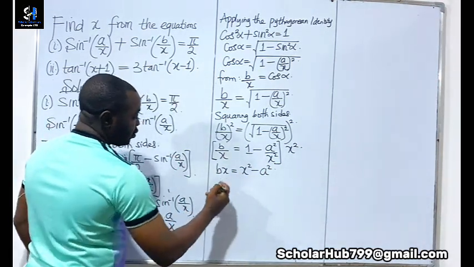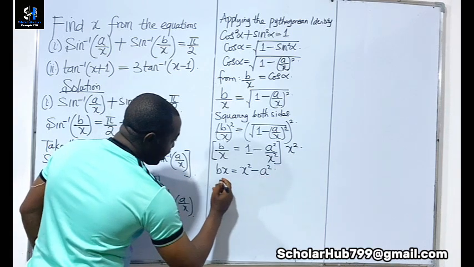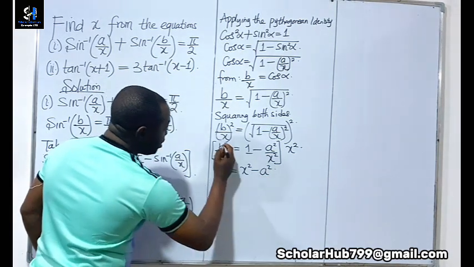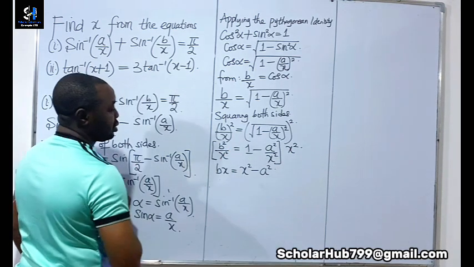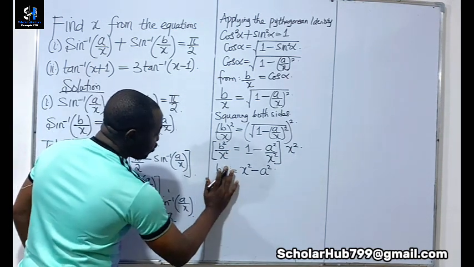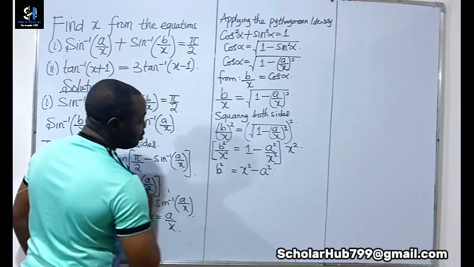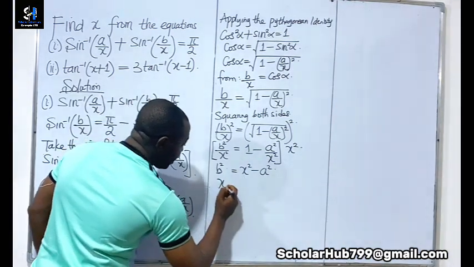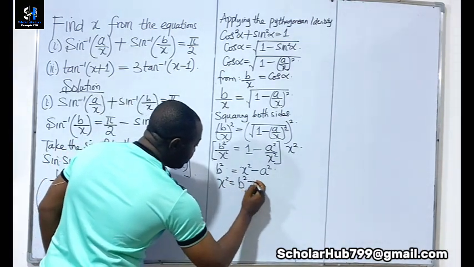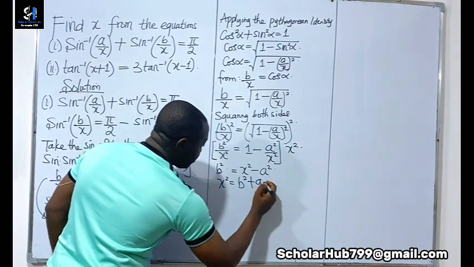So this will be b squared, beg your pardon, b squared equals x squared minus a squared, so that x squared equals b squared plus a squared.